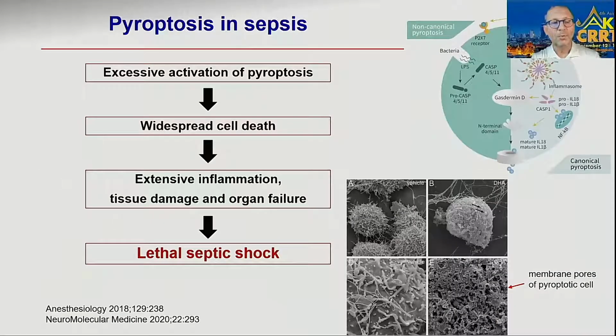And there are multiple forms of cell death, including apoptosis, necrosis, and pyroptosis. Pyroptosis is a programmed cell death mediated by inflammatory caspases, which is characterized by the formation of large pores on the plasma membrane. Excessive activation of pyroptosis can lead to widespread cell death, extensive inflammation, tissue damage, and organ failure that results in lethal septic shock.